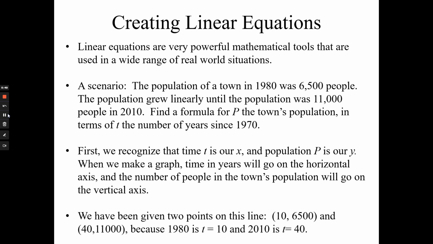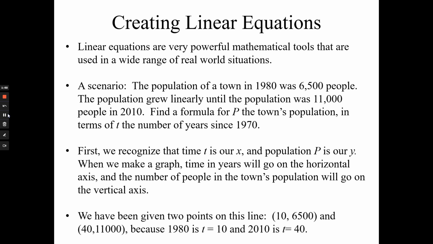The first thing we need to do is figure out what is our X and what is our Y. Here, time is our X. Usually if time is involved, it's on our horizontal X-axis, and the population P is on our vertical Y-axis. So if I were to make a graph of this, then time is on the horizontal axis and population's on the vertical Y-axis.